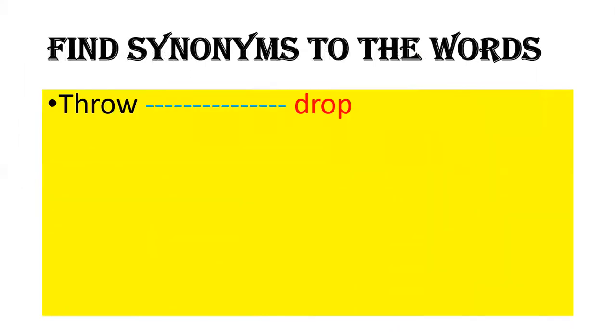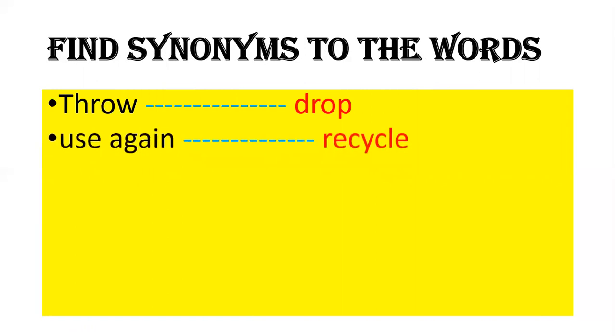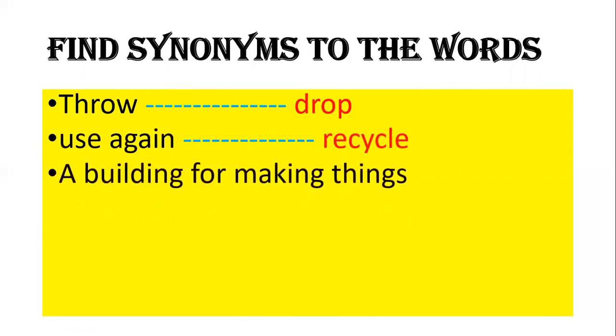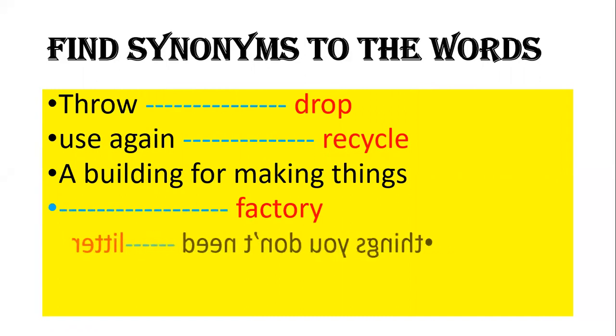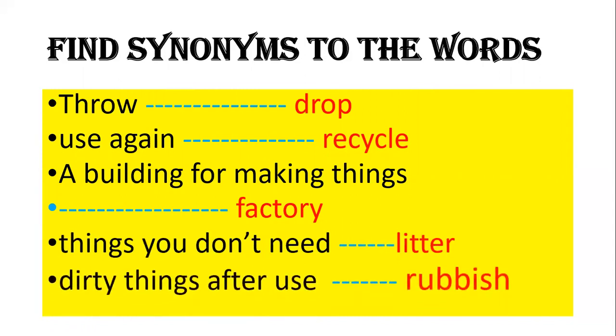Okay, who can find synonyms? Synonyms are the words that have the same meaning, like throw means drop. Use again, recycle means use again. What do we call a building for making things? This is a factory. Things you don't need are litter. And dirty things after use, these are called rubbish. So we have drop, which means throw, recycle, which means use again, factory, which means a building for making things, litter, the things that you don't need, and the rubbish, the dirty things after use.